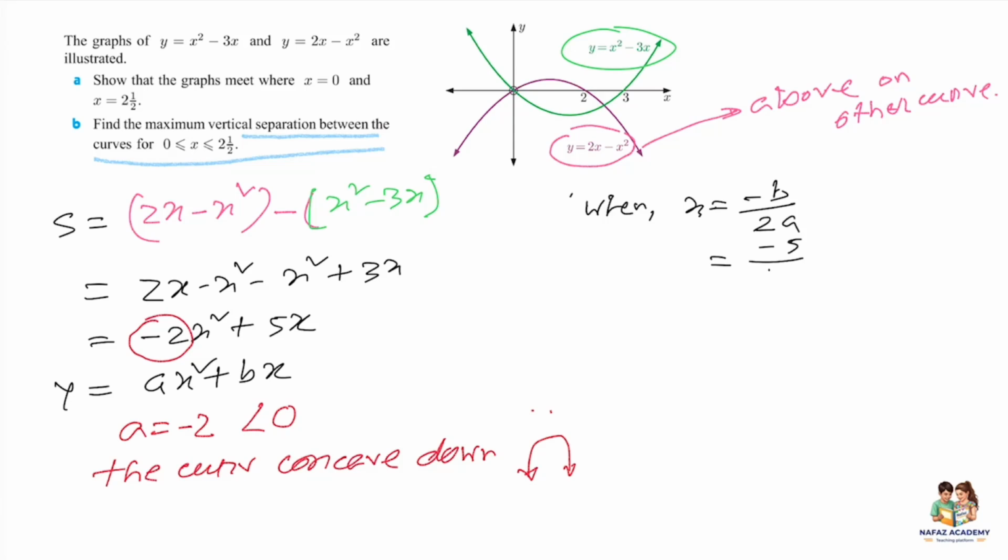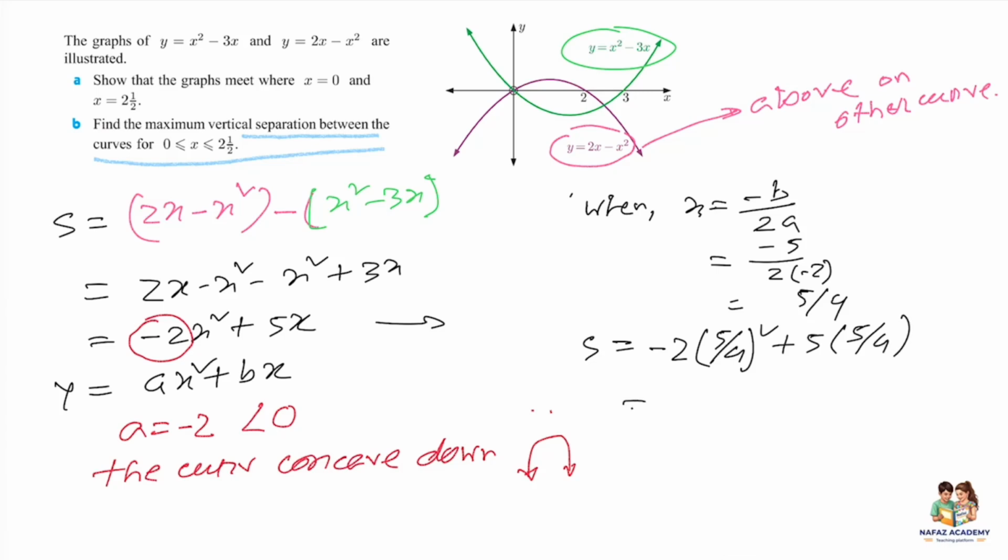Remember that. Anyway, to find the x value, the axis of symmetry rule, x equals minus b over 2a. The b value is 5, and the a value is minus 2. So what is the value? x equals 5/4. Put this in the equation and calculate it with my calculator. It is 25/8. Yes, 25/8.